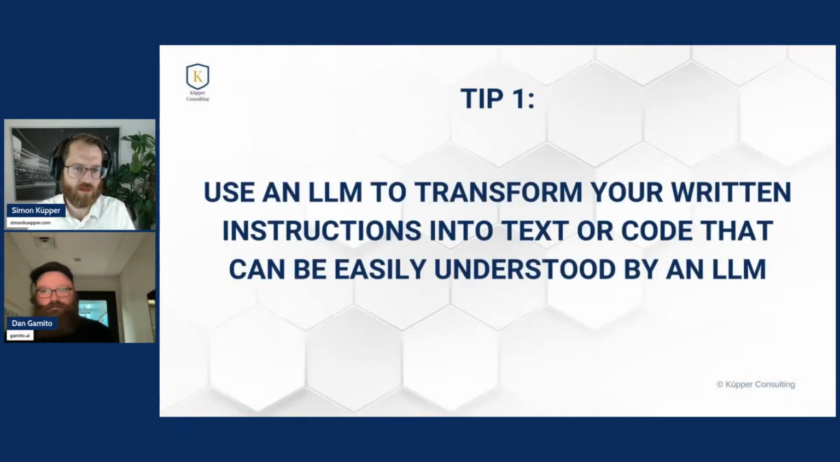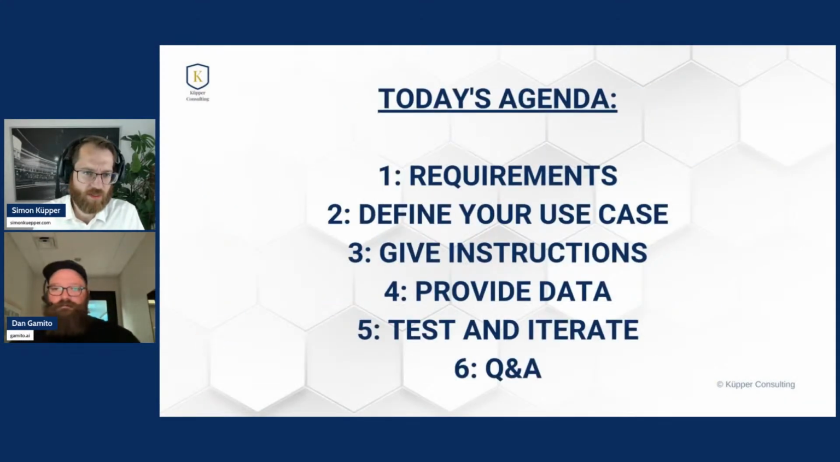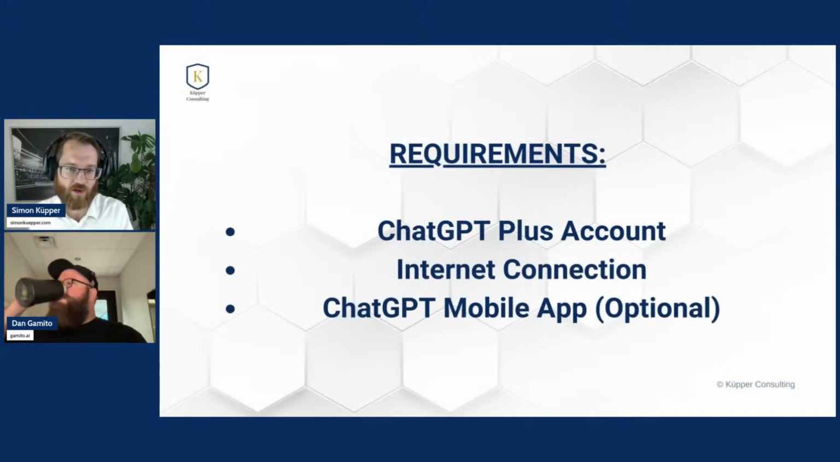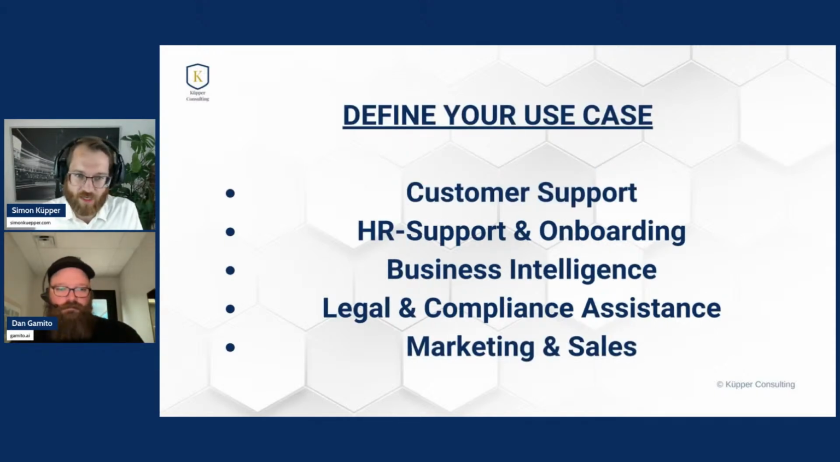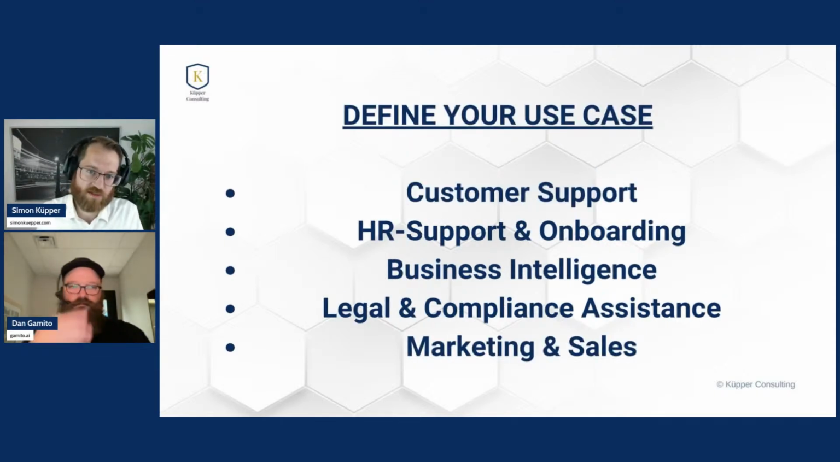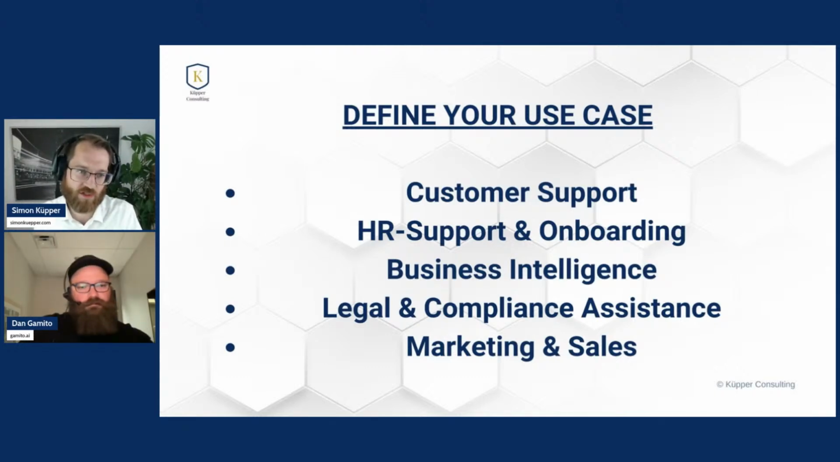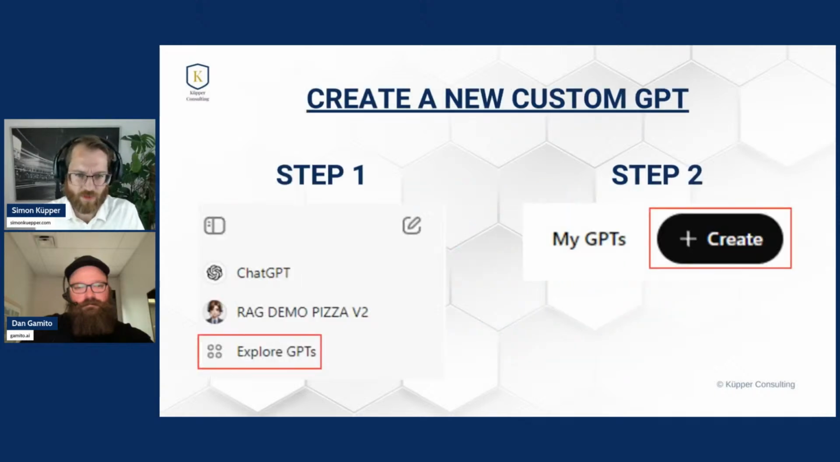I just want to go really quick through the steps again, in case someone just joined, or just to recap how you can actually build it by yourself. So again, requirements: you need a ChatGPT Plus account, you need an internet connection, and if you want to use it in a voice scenario, you need the ChatGPT mobile app on some phone or device. Then again, very important, define your use case. Really spend some time there, make sure you actually know what kind of problem you want to solve and not just build a cool fancy new tool.